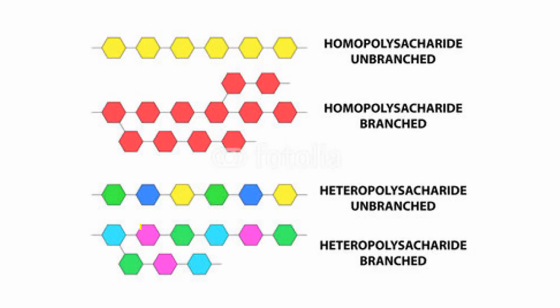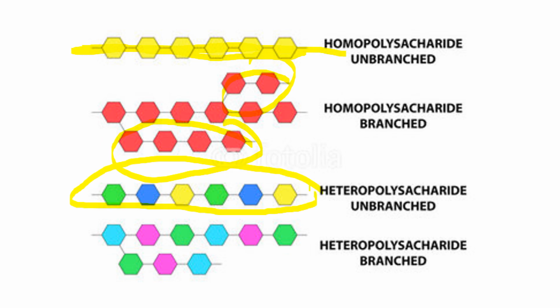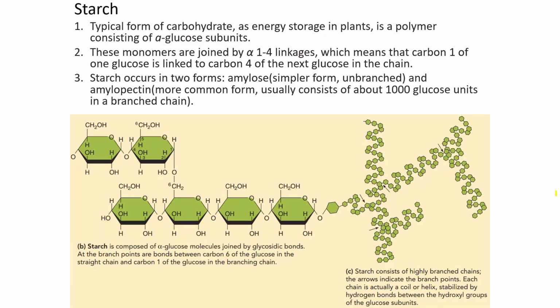This is to give you an idea of a homopolysaccharide that is unbranched. You can see there's a long straight chain. An example of this is cellulose. And if they are branching out, they appear something like this. Now for heteropolysaccharide, if they are unbranched, they are like this. They consist of many different types of monosaccharides. And if they're branching, something like this. All right, now let's go to starch.